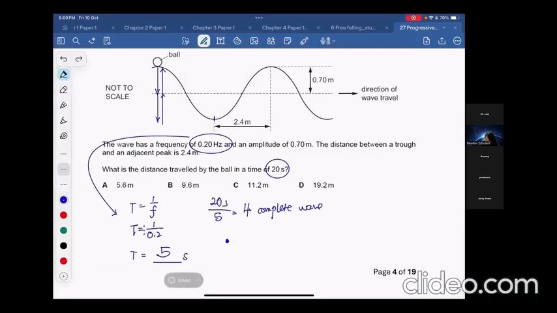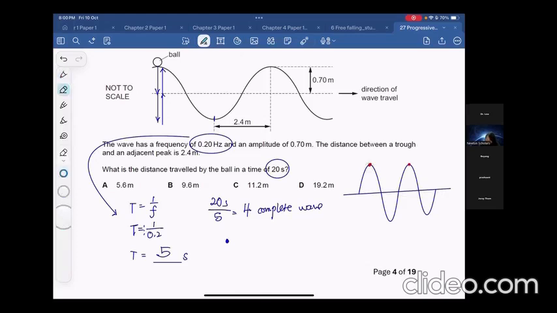I cannot. Wait, go up, go down, go up, go down. Okay, roughly like this. So basically, my diagram is not good. Roughly only. Okay, for example, from here to here is one complete wave, right?